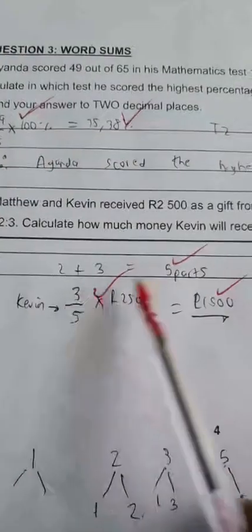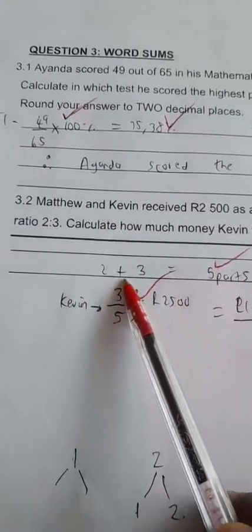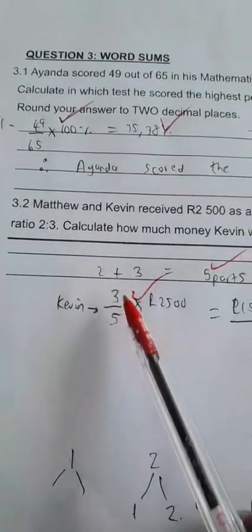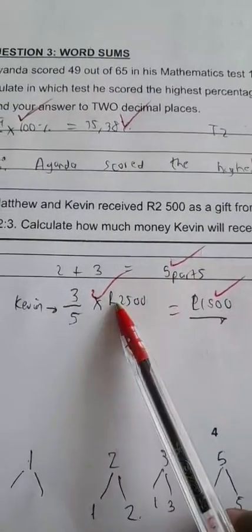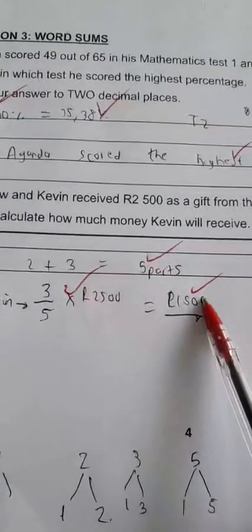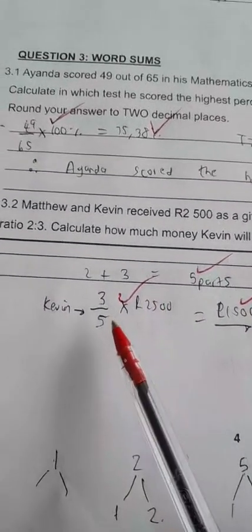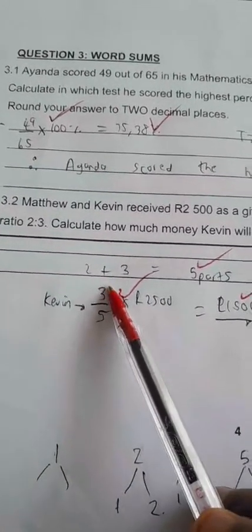You add the parts, you get the total number of parts. Which part represents Kevin's parts? It's 3 parts. So you take the 3 parts, divide it by the total number of parts, and then times by 2.5. You get this amount of money for Kevin. It's the same thing as saying 2.5 divided by 5 and then timesing by 3. Same thing. Okay, moving right along.